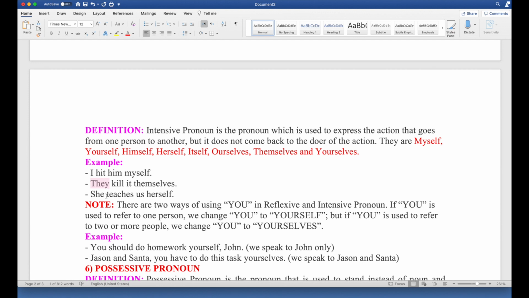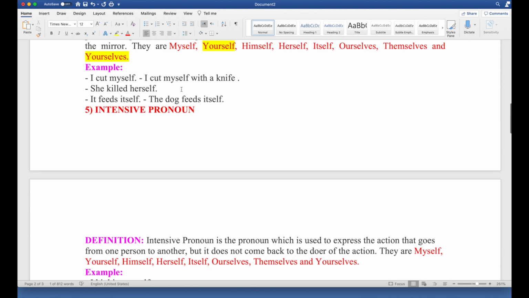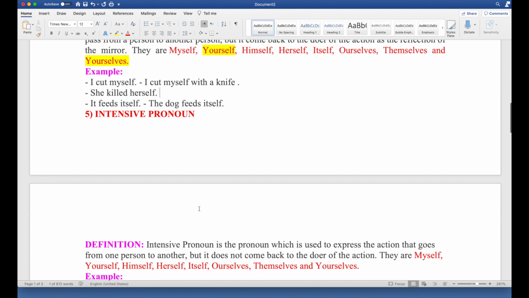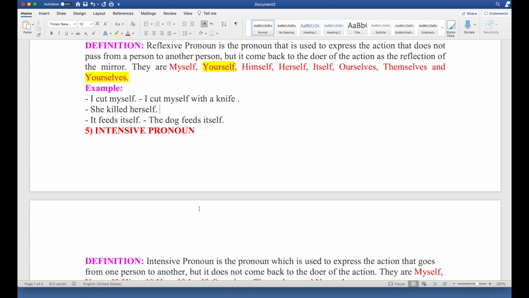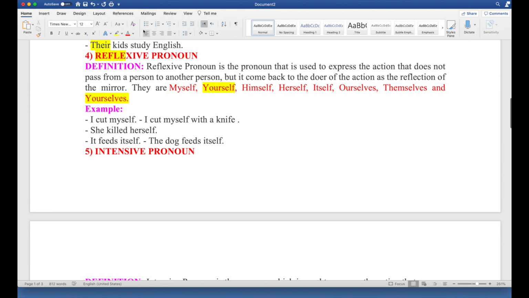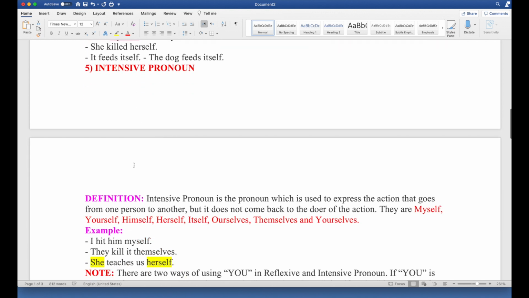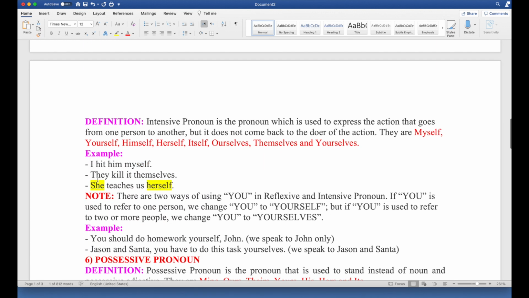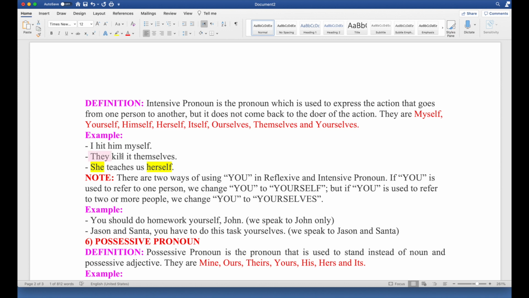did the action. She teaches us herself. She is the person doing the action, and we want to make sure people know that, so we use intensive pronouns in this case. The difference between this one and this one is not the words, which are exactly the same, but where they are in the sentence and what they do. With reflexive, it reflects back to the speaker. With intensive, it intensifies or emphasizes the fact that the speaker, or the subject, is doing the action.